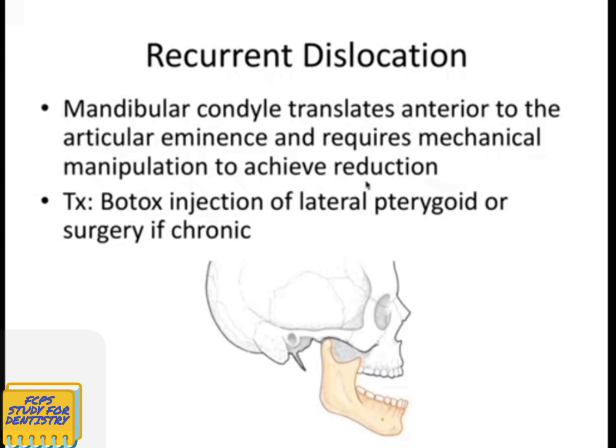And reduction, we saw this word before, that's where the joint is able to return to its fossa. So to reposition the jaw, you need to rotate the jaw down, which is counterclockwise in this image, and then back in order to get over the hump of the articular eminence. Now, in more chronic cases, treatment can involve Botox injection of the lateral pterygoid muscle or surgery.